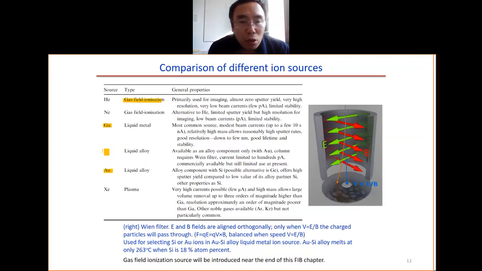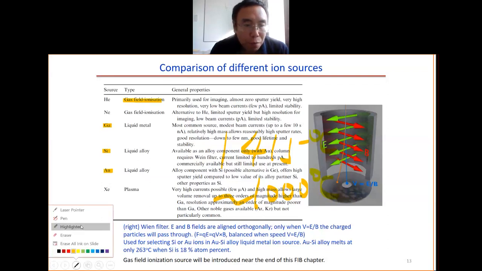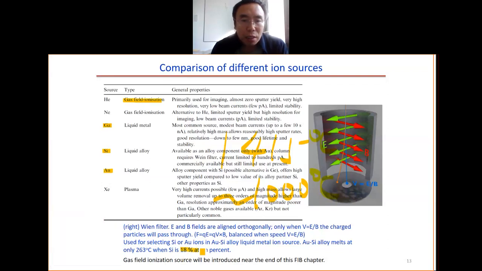Because to melt silicon we need about 1,415 degrees, and to melt gold we also need about 1,000 degrees. But with the gold silicon alloy, with 18% silicon, the melting point is only 260 degrees. That's why we use the gold silicon alloy as the source, so that it can be melted at a pretty low temperature.